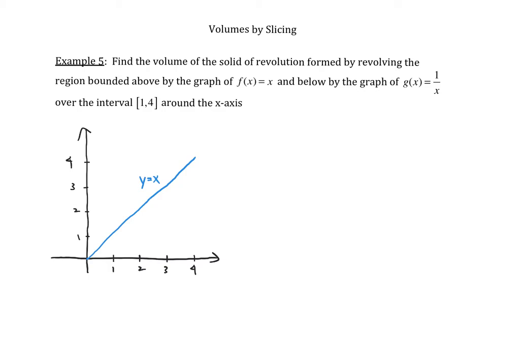And let's graph the function g of x, that's 1 over x. So that maybe looks something like this. Maybe that comes like this. It's a reciprocal function. Something along the lines like this. This is our y is equal to 1 over x. Okay. And we're bounded on the left by x equal to 1. So that's actually also where these two curves intersect. And we're bounded on the right by x equal to 4.